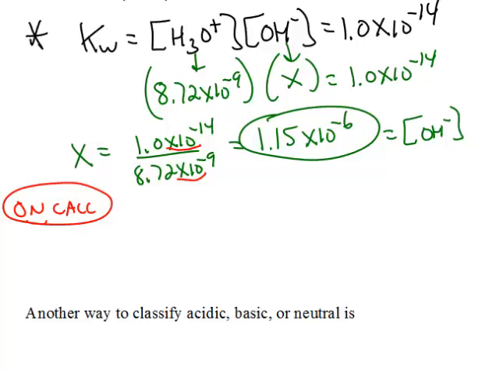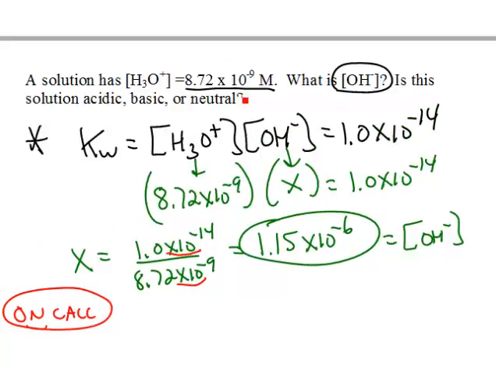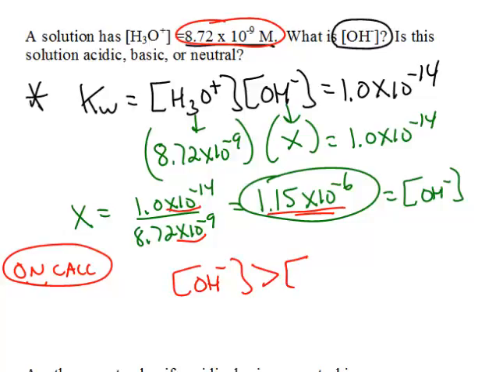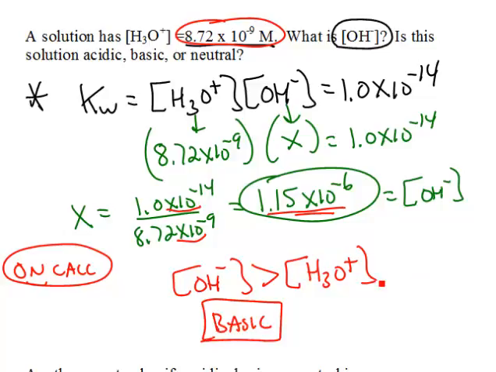The second part of this question asks you, is it acidic, is it basic, or is it neutral? The key to answering that question is to look at the concentrations. Hydroxide, 10 to the negative 6. Hydronium, 10 to the negative 9. In this solution, the concentration of hydroxide is greater than the concentration of hydronium. And when that's true, that's the definition of a basic solution. So this solution has more hydroxide. It is a basic solution.